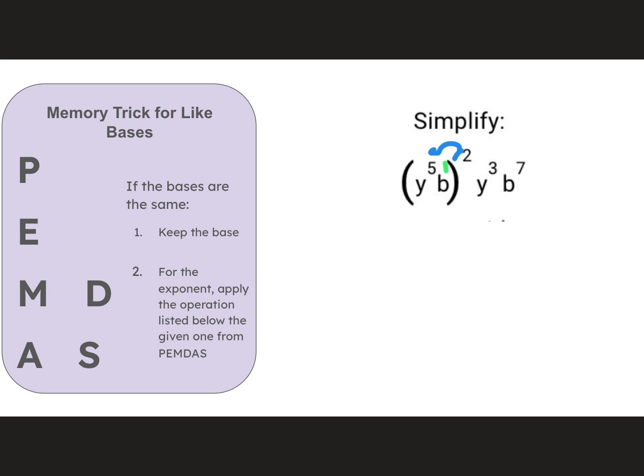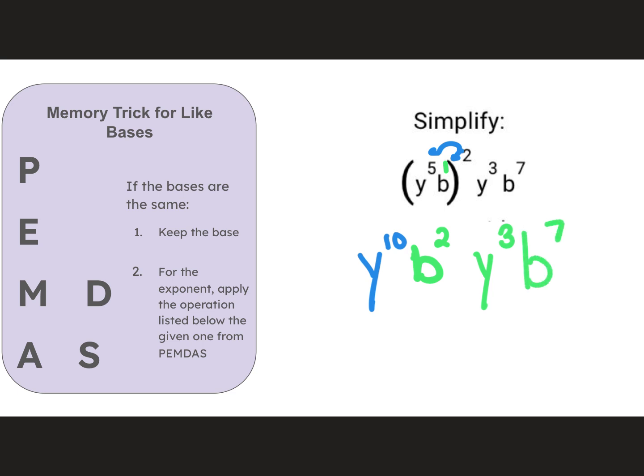So I'm going to distribute, and when I distribute, again, that's exponent to an exponent. It means I multiply. So I'm going to do y, keep my base, to the 5 times 2 is 10, b to the 1 times 2 is 2. And then I will just recopy the y to the 3rd, b to the 7th. So I do it in 2 steps.